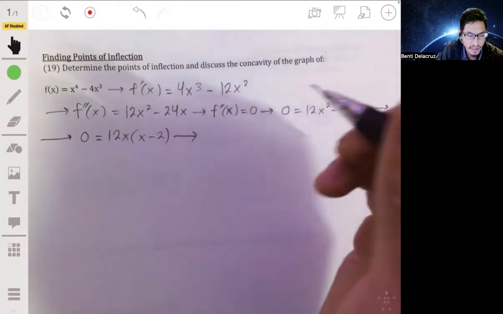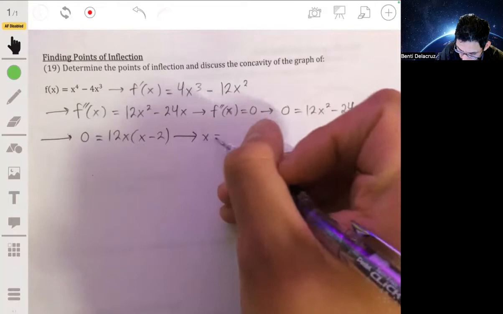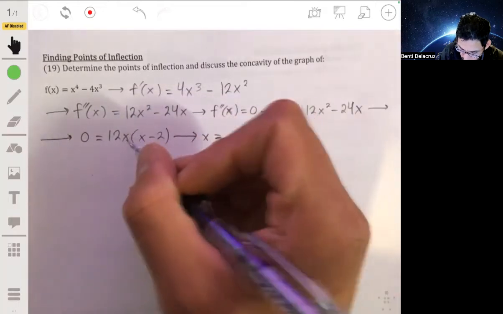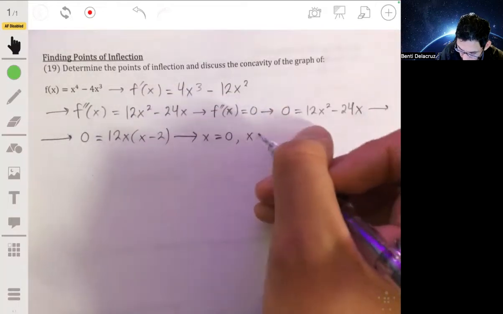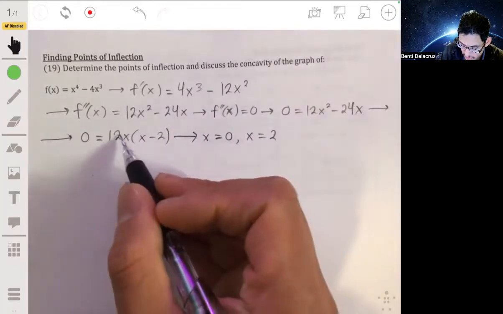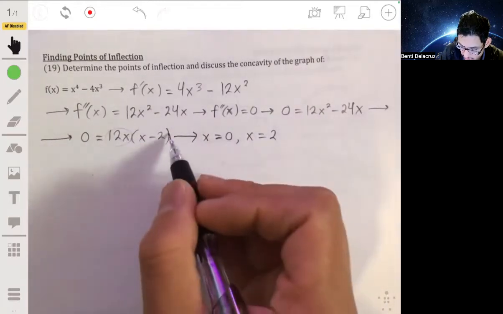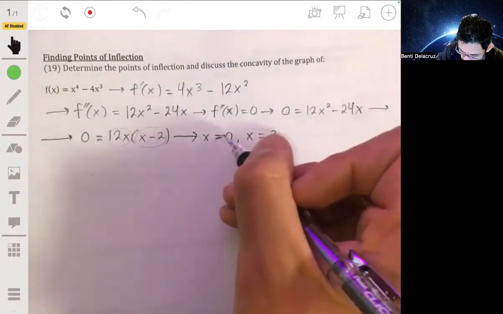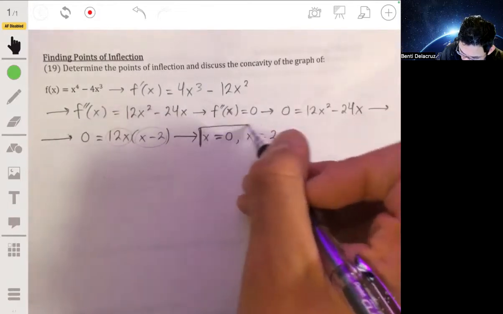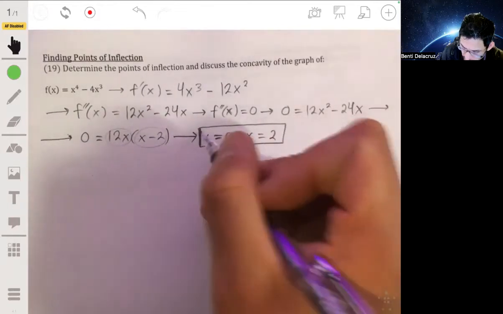So we're going to check the x values: x equals 0 and x equals 2. Because 0 times 12 will make a 0 there, and the other 0 will be a 2. So we need to check what's going on around these points.